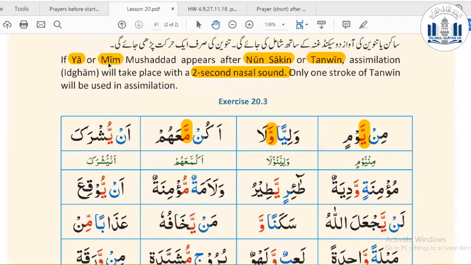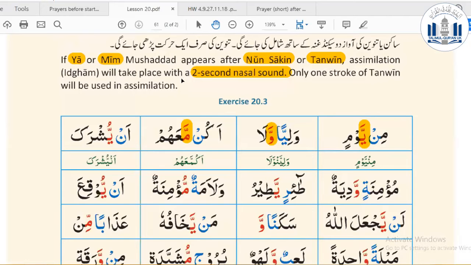Over here, make sure that this is corrected. This should be waw. If ya or waw mushaddad, the letter waw. So make sure you write that down somewhere, or if you have the book, just cross that out and write waw. This is for everybody at home as well, to make sure they understand.